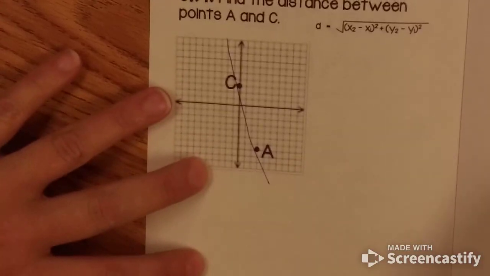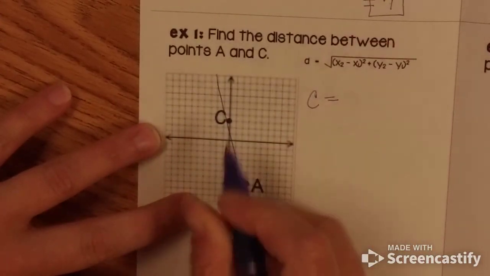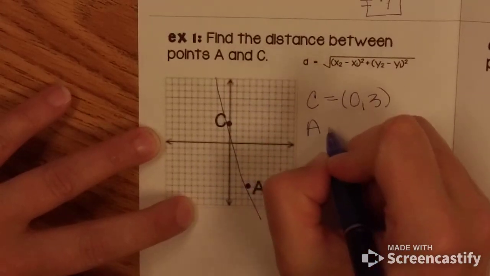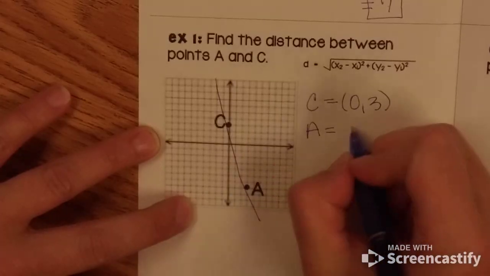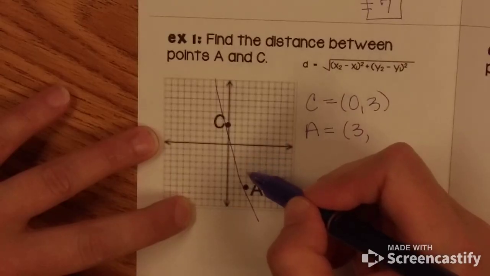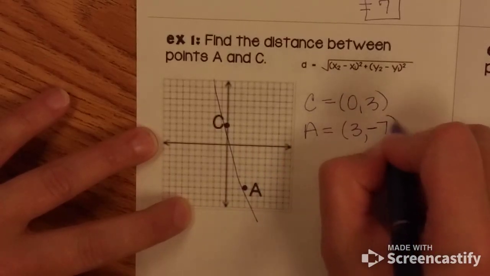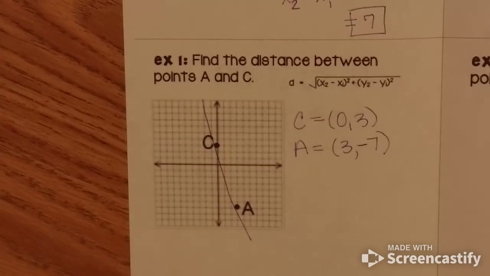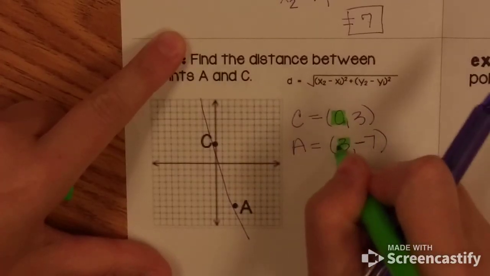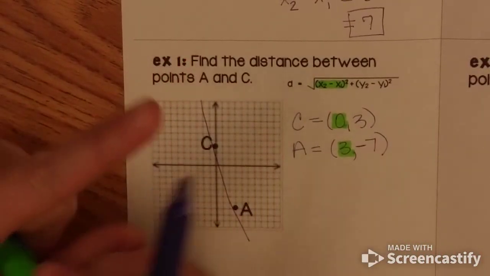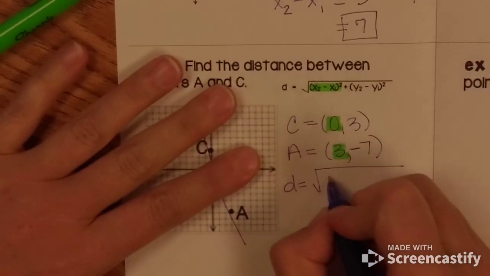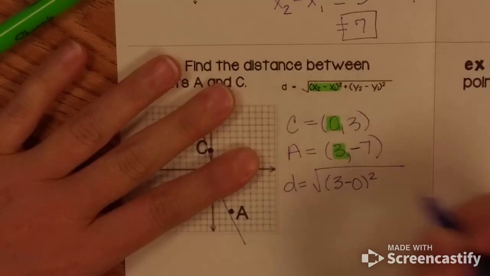So here we go. We've got to figure out what C is first. C is at 0, 3. And A is at, let's see, 3 for x and negative 1, 2, 3, 4, 5, 6, 7, -7. So I think it's easiest if you color your x's one color. I'm going to choose green. And so the first part of our formula is to subtract the x's. So we would say 3 minus 0 squared.